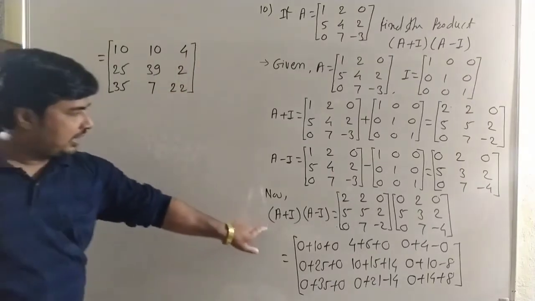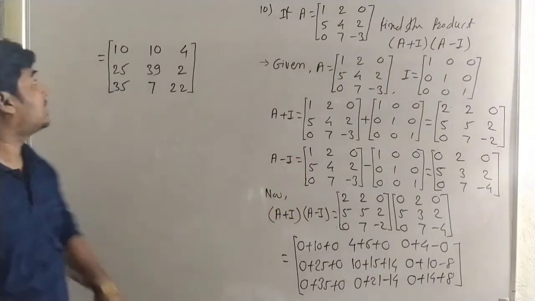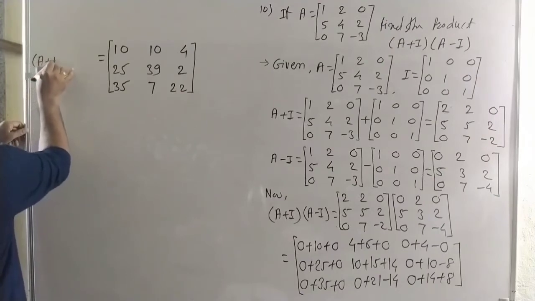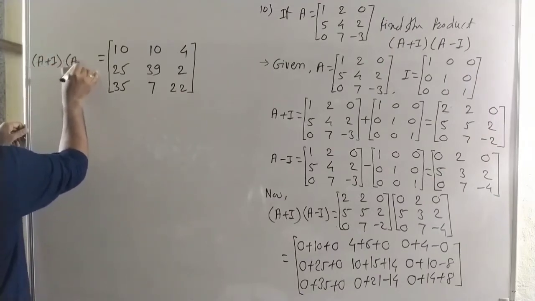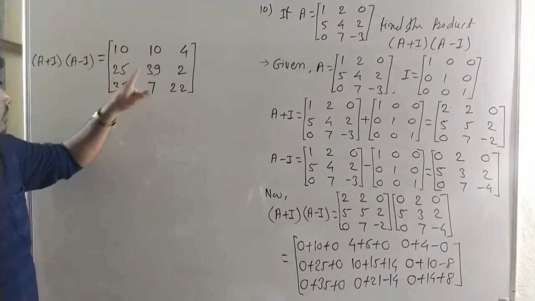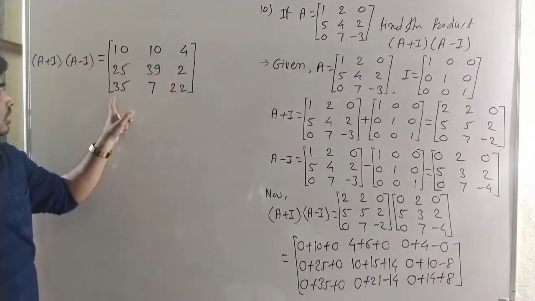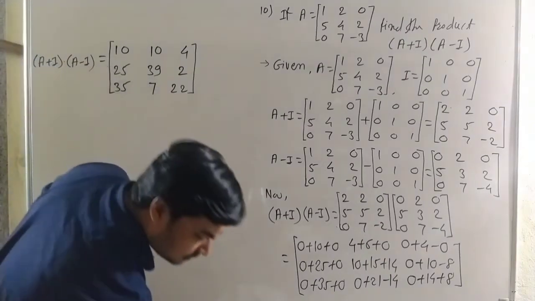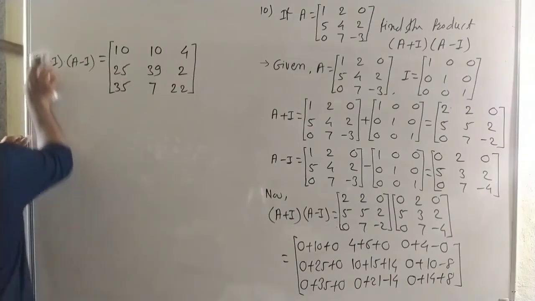It is the product of (a plus i) into (a minus i). It is a product. It is 10, 10, 4, 25, 39, 2, 35, 7, and 22. Okay. Now we see the next example.